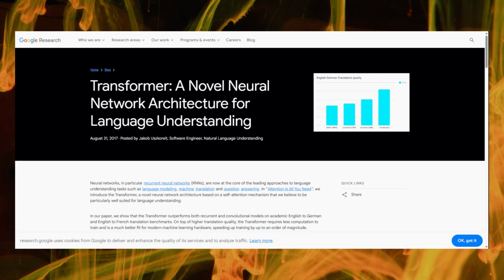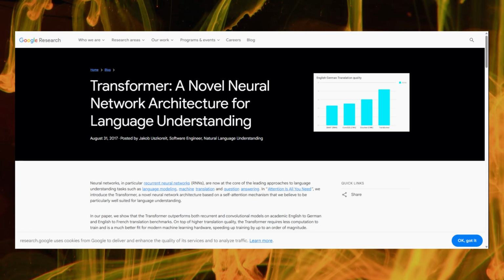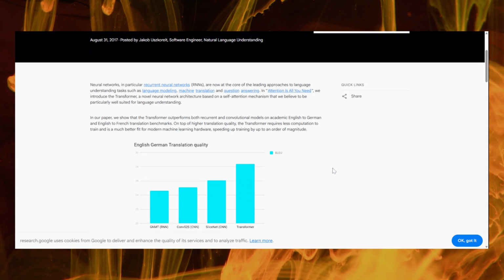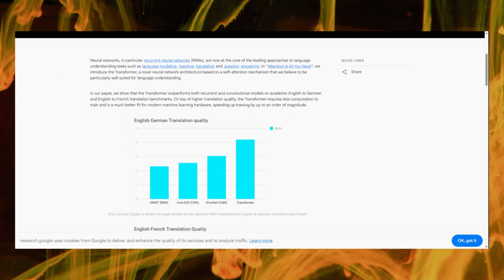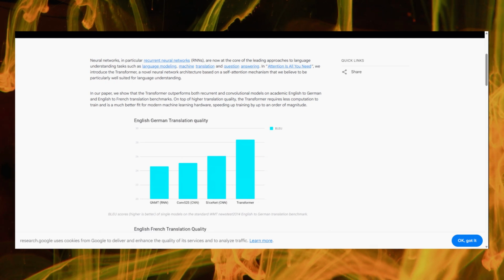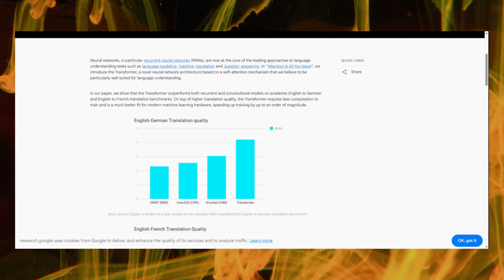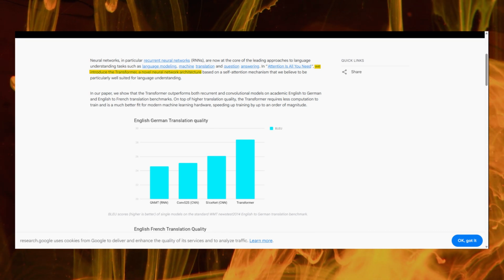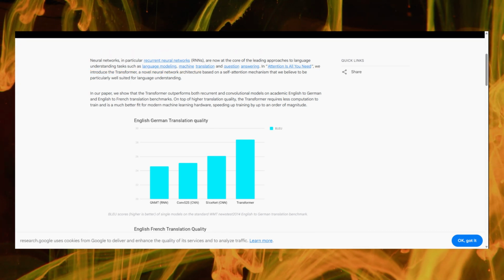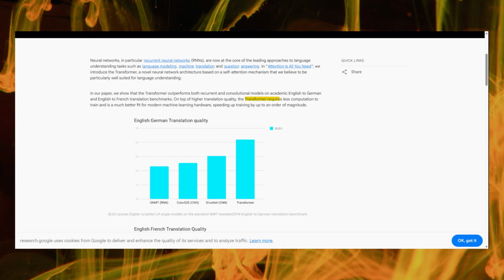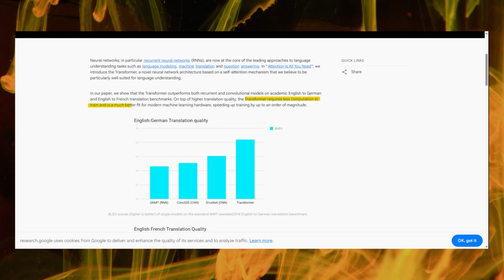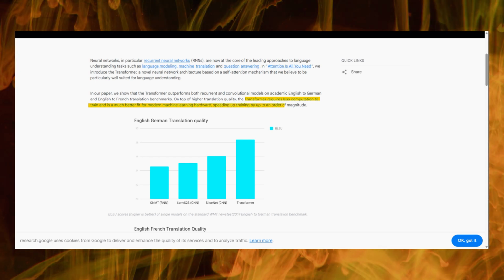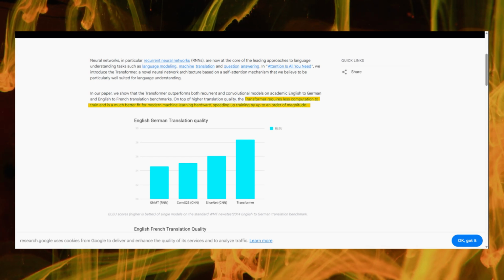From the article: "Transformer: A Novel Neural Network Architecture for Language Understanding." We read about neural networks and RNNs, and the authors refer back to the study Attention Is All You Need. They also write: "We introduced the Transformer, a novel neural network architecture," and "Transformer requires less computation to train and is a much better fit for modern machine learning hardware, speeding up training by up to an order of magnitude."